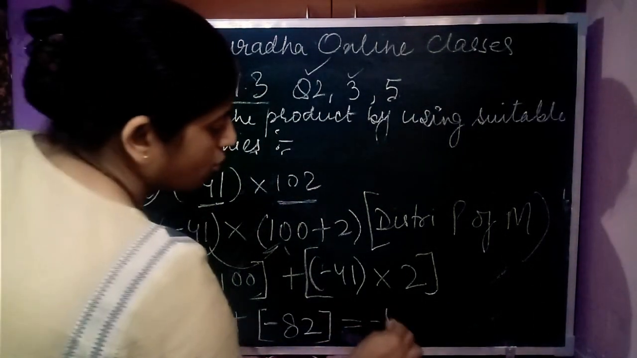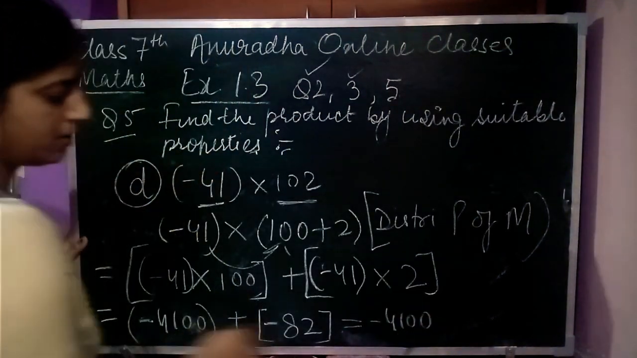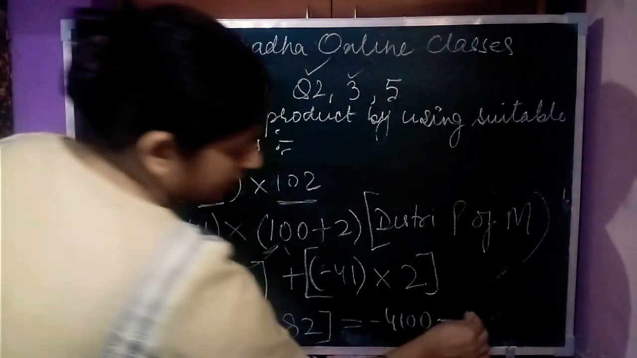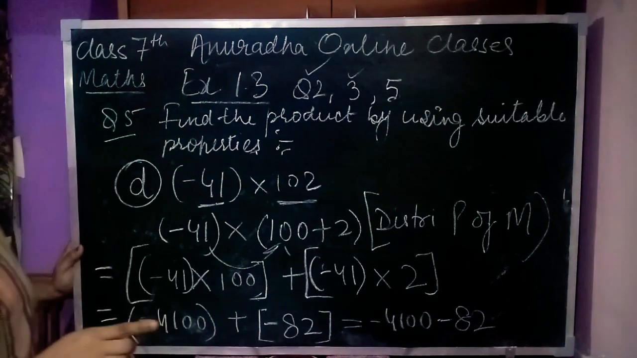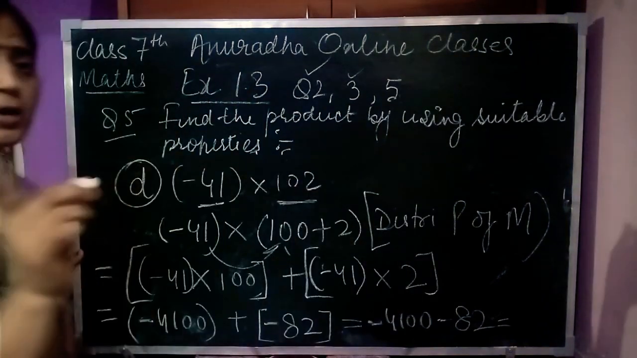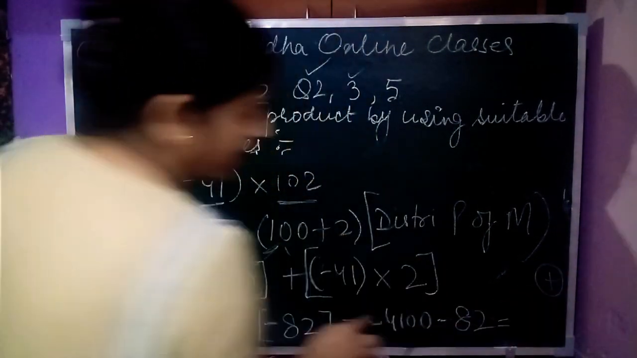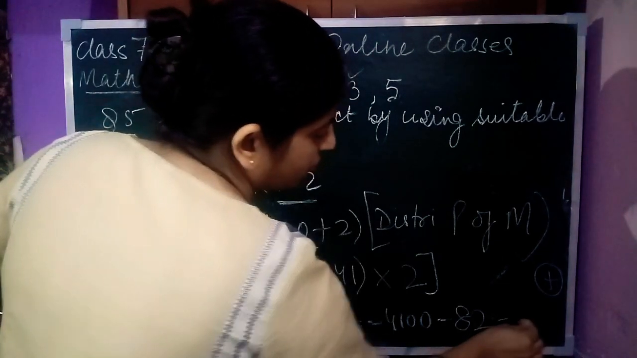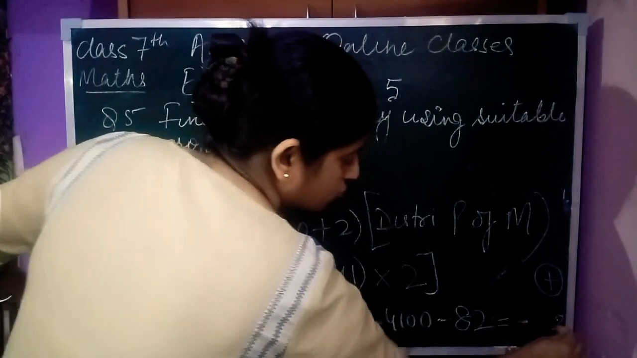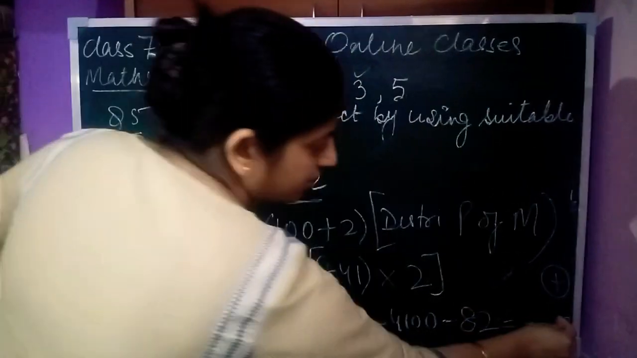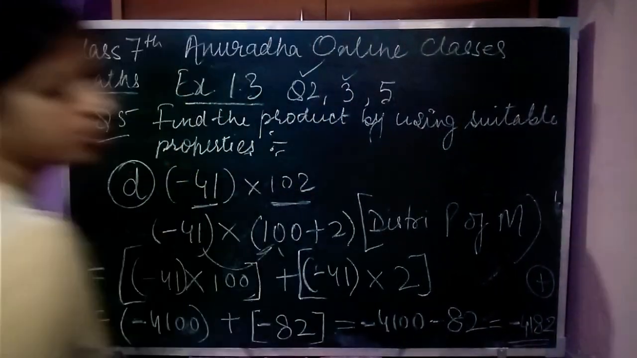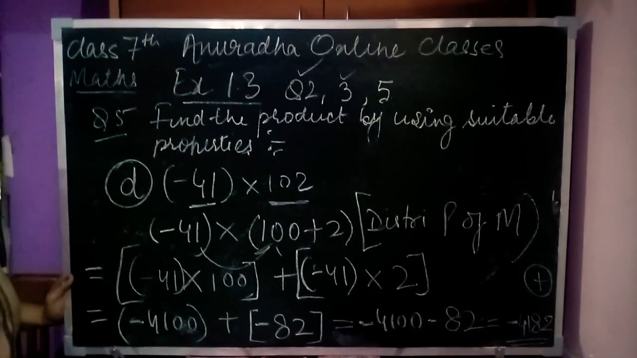Then that is equal to what? Minus 4100, right? Plus into minus is minus. Okay, and minus 82. Now, what do you have to see? Minus minus, what do you have to do? Plus you have to do, but the sign will be minus. So add from here only. Unit place 0 and 2, 2. Tens, it will be 8 and 1 and 4. So our answer is minus 4182.